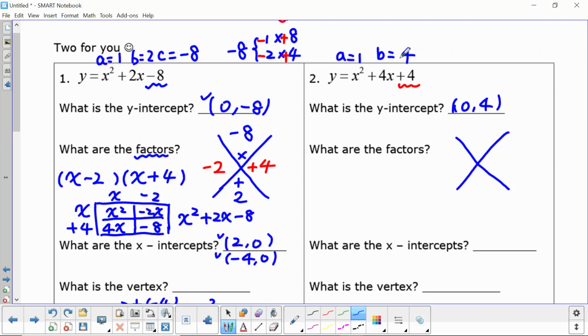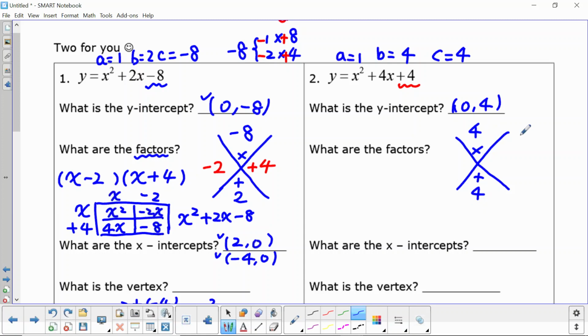A common mistake here is 4x. B is only the number in front of x, no x. So A, B, C have no variables, only numbers. So the product is A times C. 1 times 4 gives you 4.